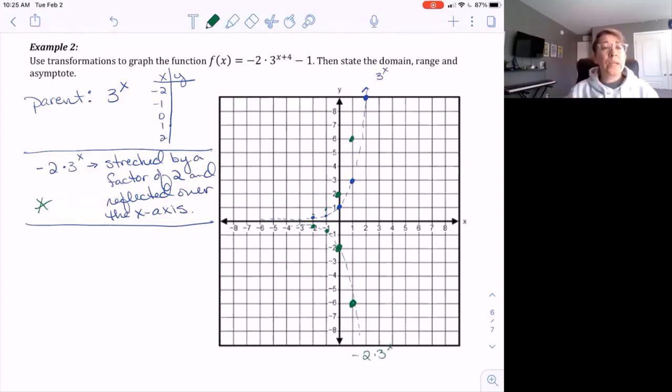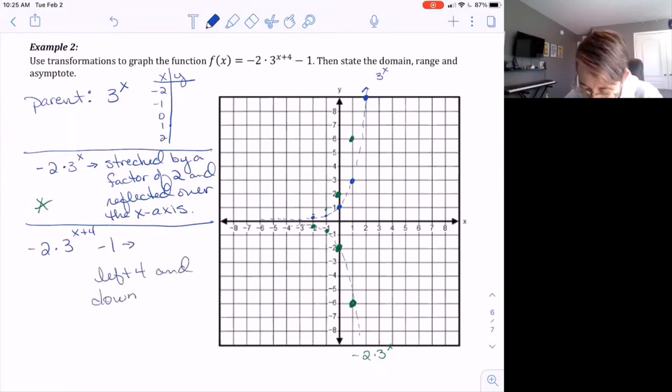But now we have to deal with our horizontal and vertical shifts. So we have -2 times 3 to the x plus 4, and that entire function minus 1. So what does that mean? x plus 4 means we're going to shift left 4, and the -1 means we're going to go down 1. So remember, the change in x is going to be the opposite of what you think. +4 is actually left, but the y change, that d value at the end, works the way we want it to. -1 is down 1. So we're going to take all of those values in green, and we're going to shift each of those points left 4 and down 1.